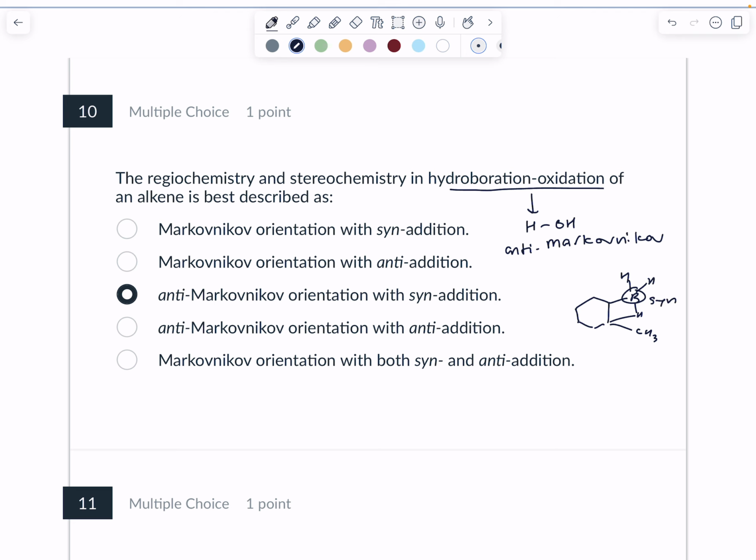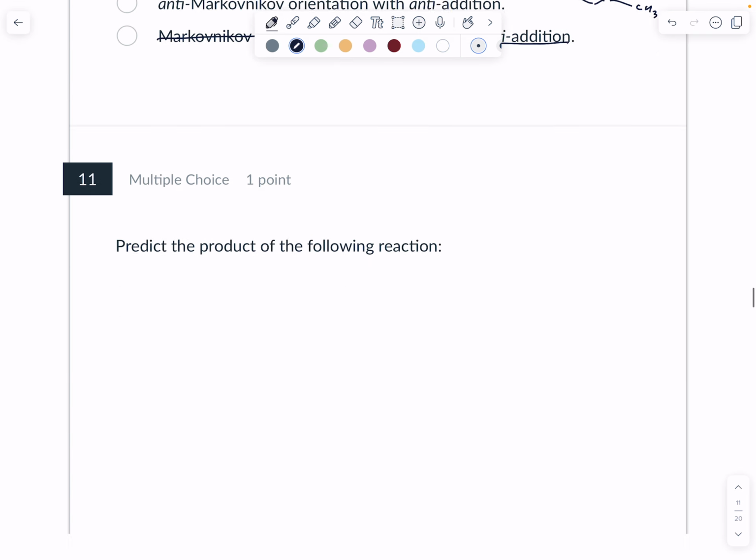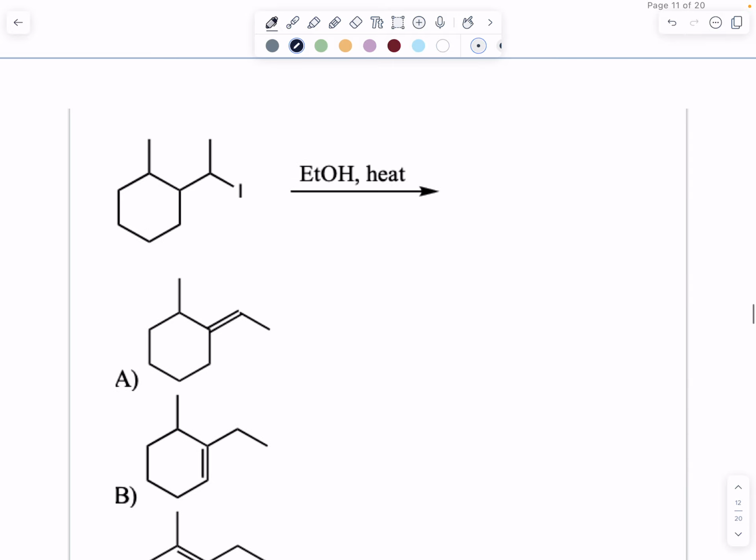So Markovnikov, that's wrong. Markovnikov, that's wrong. Markovnikov, that's wrong. So if you didn't know that it does syn addition, you could at least get it down to a 50-50 shot. And then here is our anti-Markovnikov. Next question is predict the product of the following reaction.